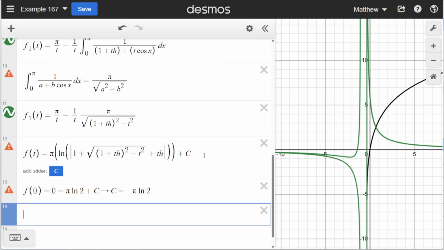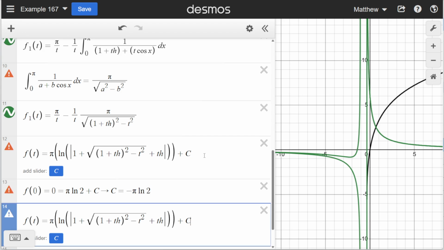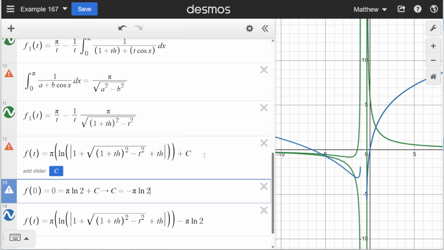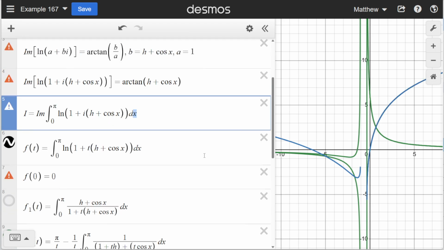All right, so our f of t is now minus pi natural log 2. Okay, well, I is equal to the imaginary part of f at I, right?